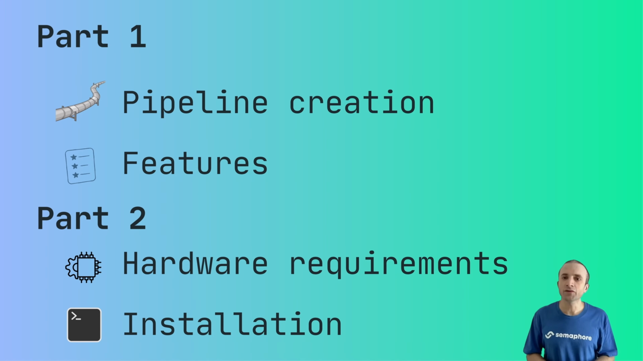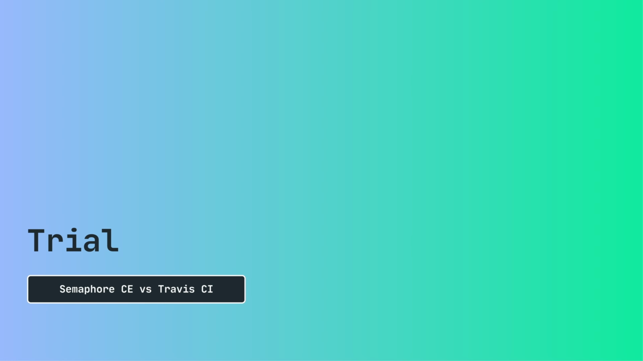In the first part, we're going to compare features and characteristics of Semaphore and Travis CI. In the second part, we're going to compare the installation and prerequisites to run your self-hosted private CI. So for part one, let's start with the trial.